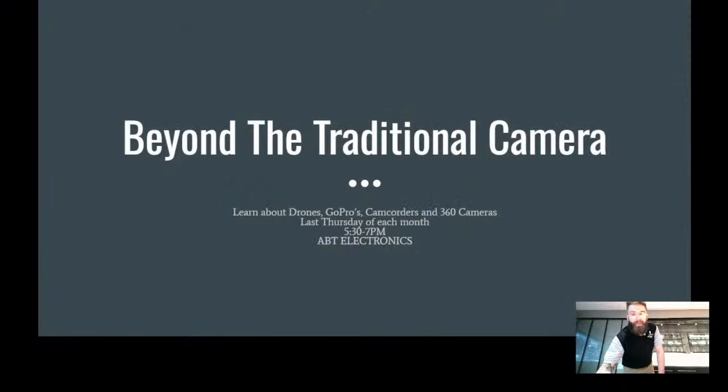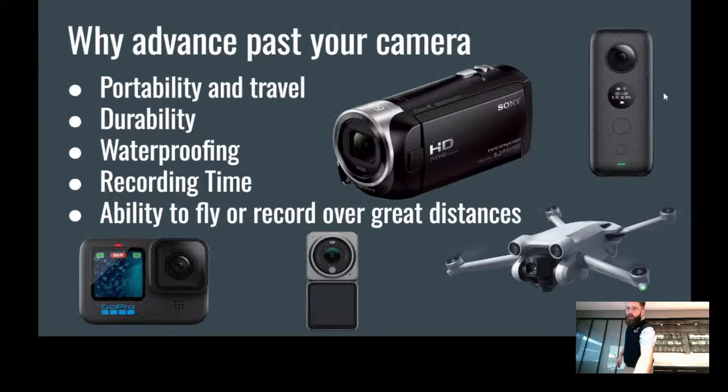Now, beyond the traditional camera, which I do apologize, I have it pulled up now. Beyond the traditional camera, we're throwing all that away. We've already learned the basics and the rudimentary of our mirrorless cameras and DSLRs. But as a photographer, as a cinematographer, as someone who might be trying to go further past what they have in their camera body, I think it's important that we look at what's next. So, to start off, why should we advance past our camera?